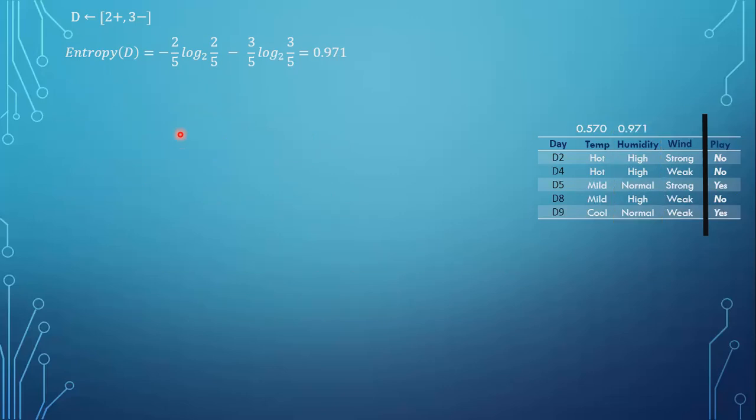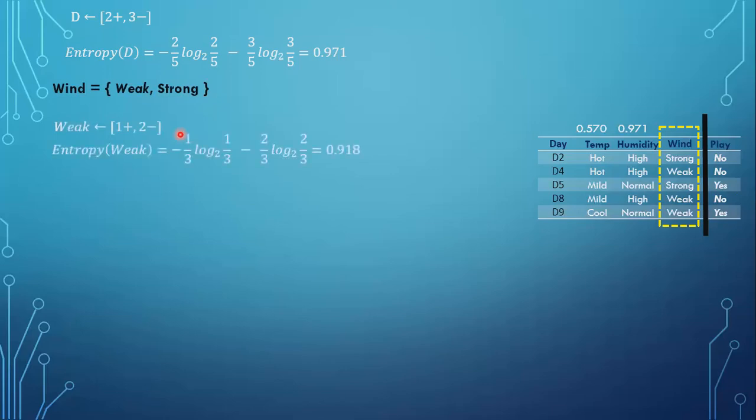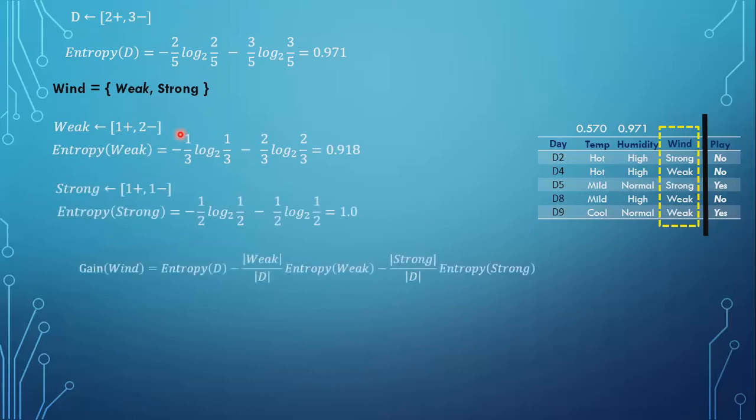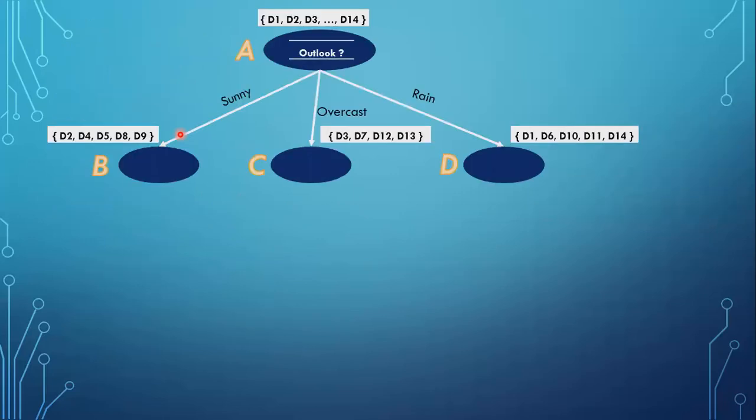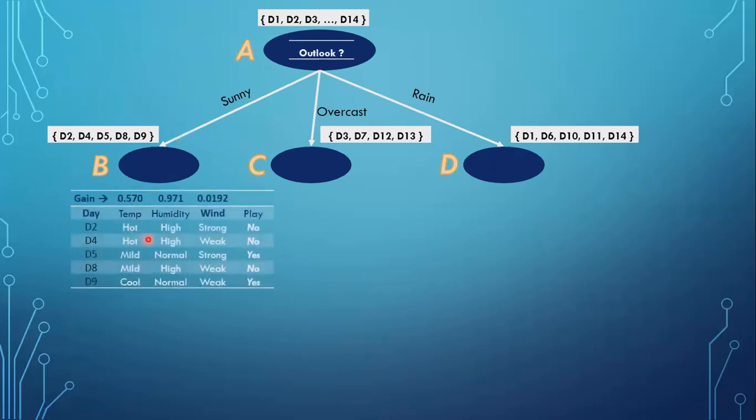Now for wind, we see that we have 2 possible values, weak and strong. For weak, the entropy is 0.918, and for strong, the entropy is 1. The information gain for wind is equal to 0.0192. Going back to our decision tree where we left, we have now calculated the information gain of each and every feature. We see that humidity, with the value of 0.971, has the highest information gain, so we will select the humidity feature upon which we will divide this table.